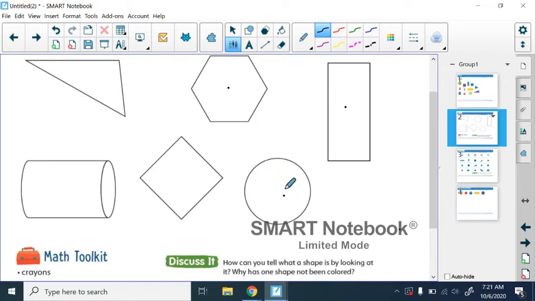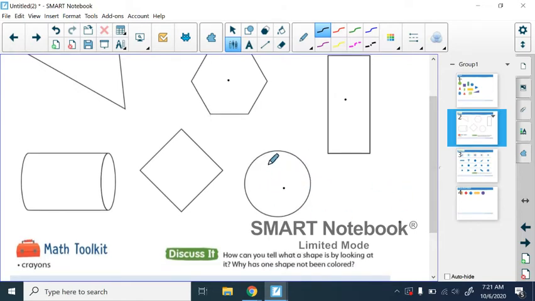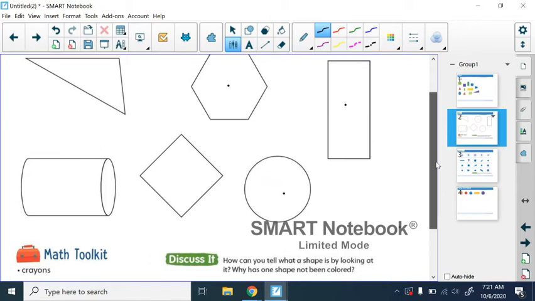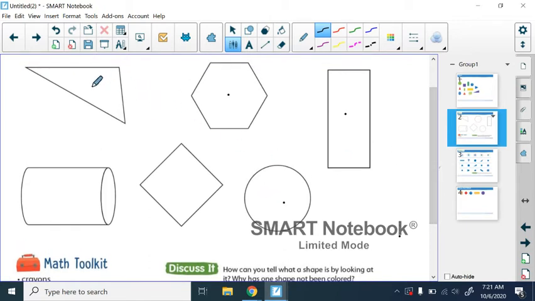What is this shape right here, boys and girls? Yes, it's a circle. A circle is round and flat. And then what is this shape up here in the corner? Yes, this is a triangle, and a triangle has 3 sides. So even though this doesn't look like the same kind of triangle we're used to seeing, it still has 3 sides, so it is a triangle.